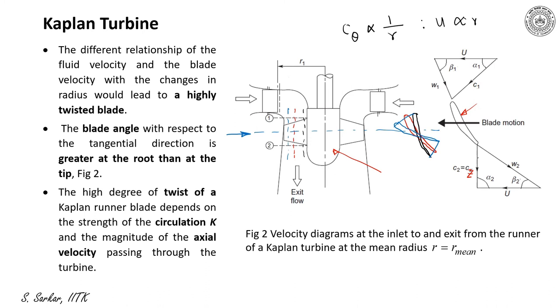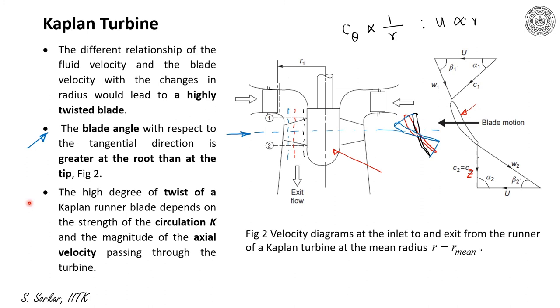Hope after this illustration, you have appreciated how the blades are in reality. Thus here I have indicated the blade angle with respect to the tangential direction at a plane near the hub is of greater value than that at the tip. Similarly, one can imagine the stagger of the blade profile near the root would have a higher value than the tip.